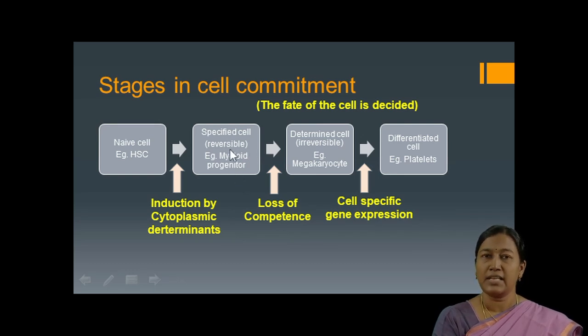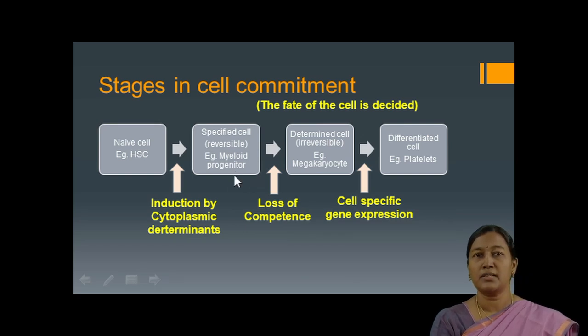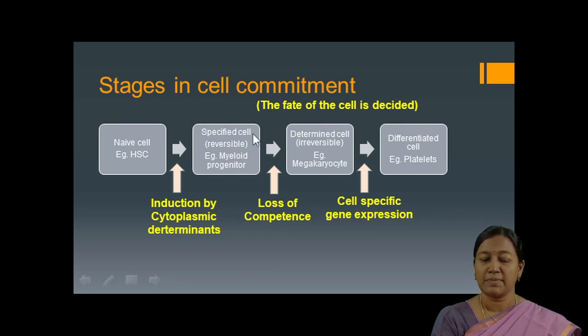A specified cell can be reversible. It can reverse back into a naive cell, and it can form something else also. That is why the formation of the specified cell is said to be a reversible process. For example, the hematopoietic stem cell will form the myeloid progenitor cell. This myeloid progenitor can form only the blood cells, red blood cells. It cannot form the lymphocytes. So this is a specified cell.